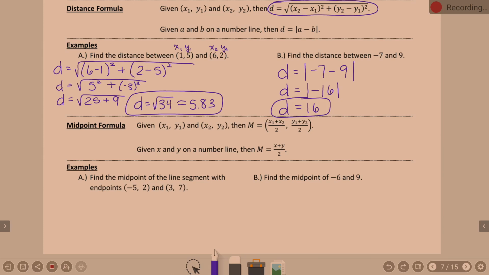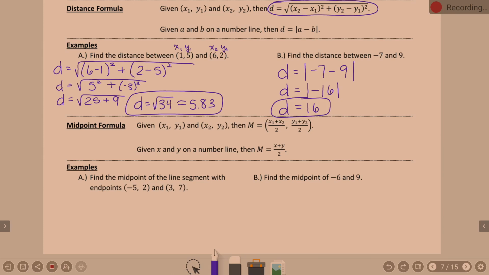Midpoint formula. When I taught 7th grade math, I taught distance formula and midpoint formula at the same time, so I know when introducing them, they came up together. Again, we have two options here. Given two ordered pairs, you're adding your x's, dividing by 2, adding your y's, and dividing by 2. Basically, you're finding the average of the x values and the average of the y values.